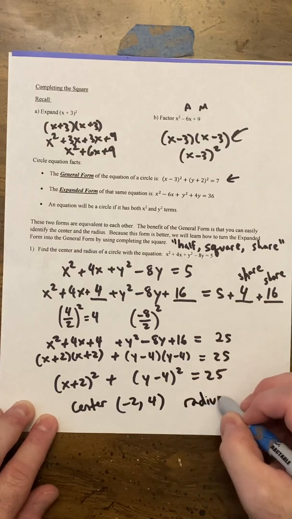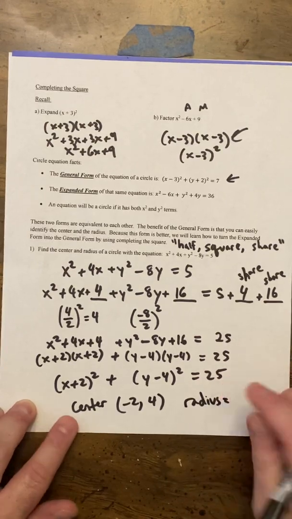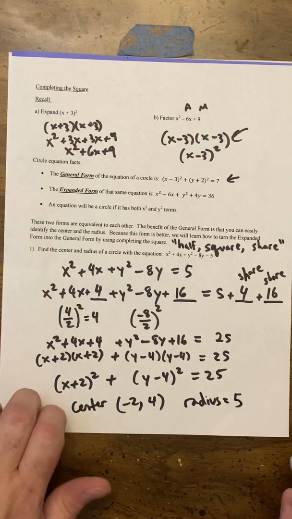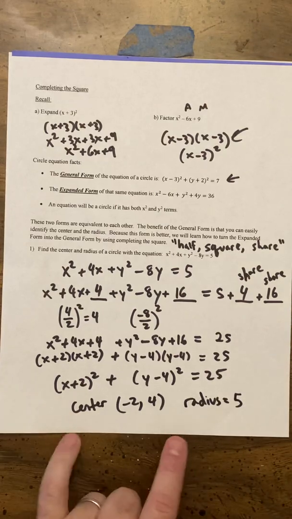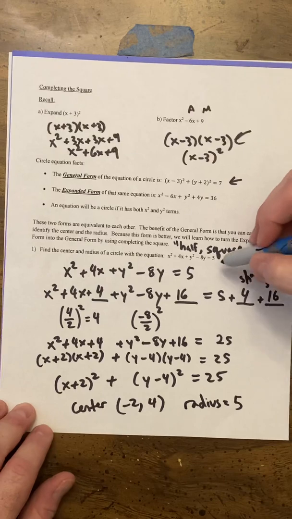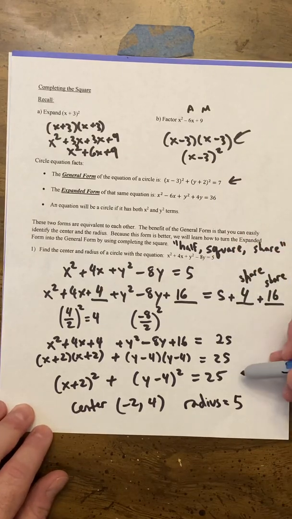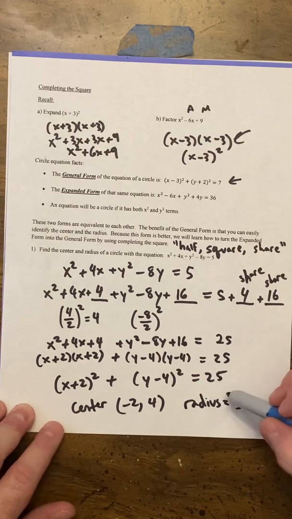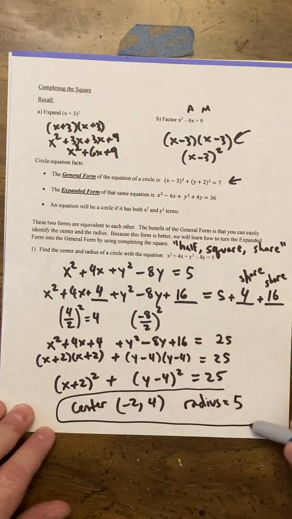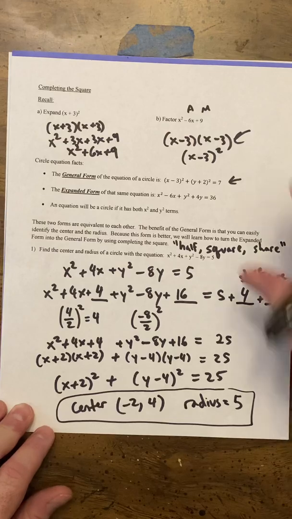And the radius of this circle is going to be the square root of this number, which is going to be 5. So you got your center and your radius, and you were able to get the equation that looked like this in the expanded form, and we were able to get it to the general form. And then with the general form, the nice thing is you can easily figure out the center and the radius.